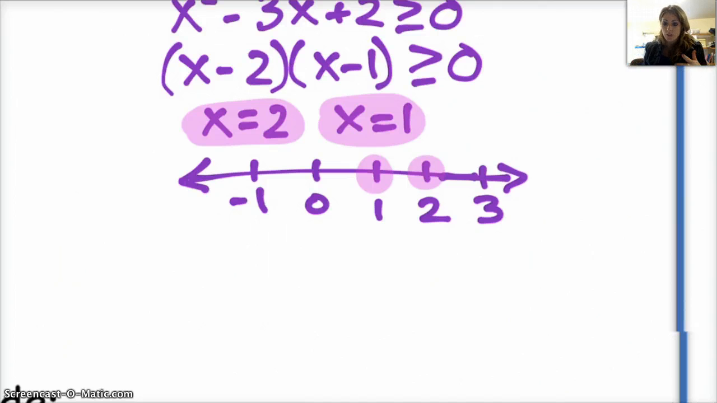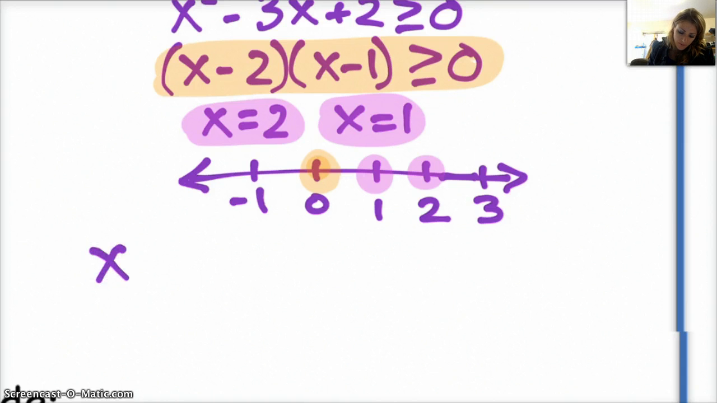So I can either go back to my simplified equation or inequality, which is this guy, or I can go back to the original. Doesn't matter, they're the same, right? And so what I do is I pick a value to the left of my critical values. So like I might pick 0 because that's an easy number to calculate. So when x equals 0, I want to check out what happens.